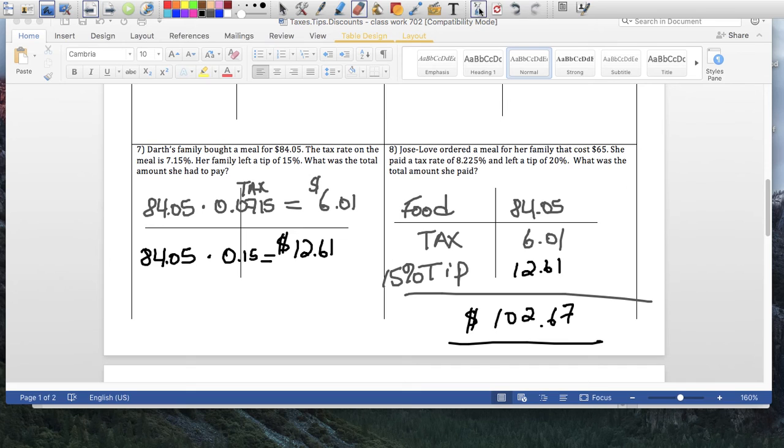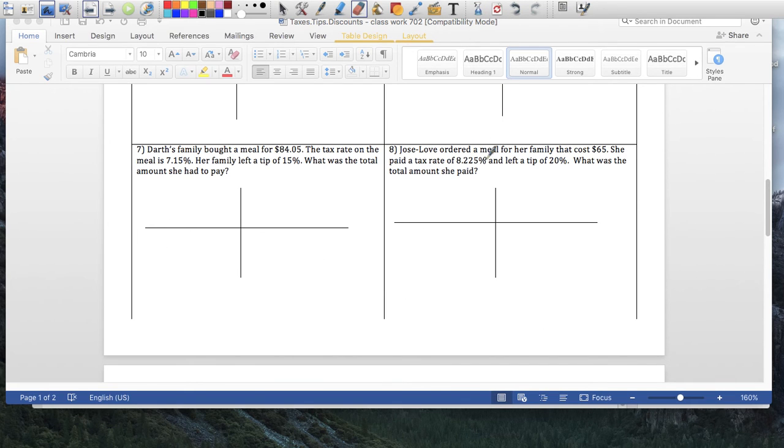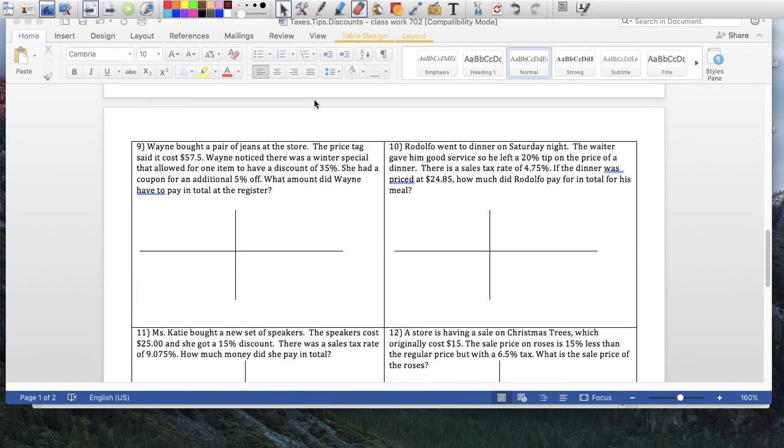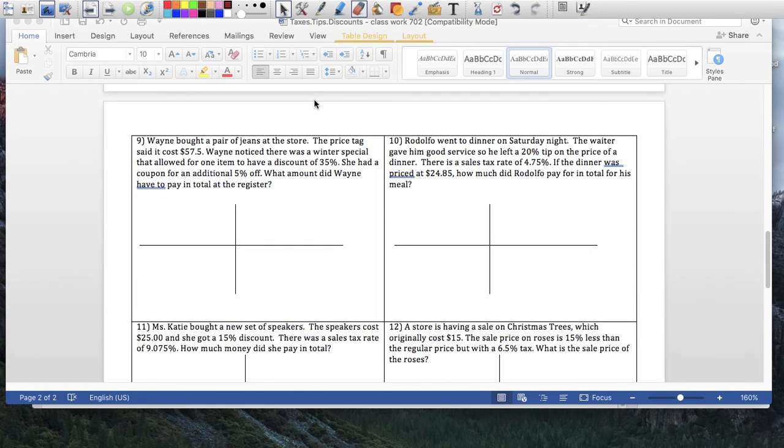Okay. The tax rate was 8. What was the total amount she paid? No, that's the same thing. Looking for something different.